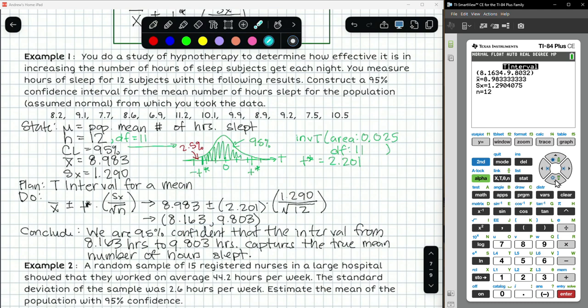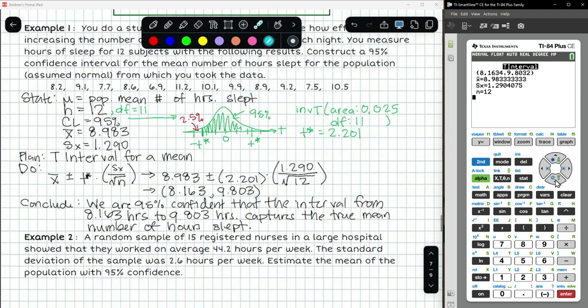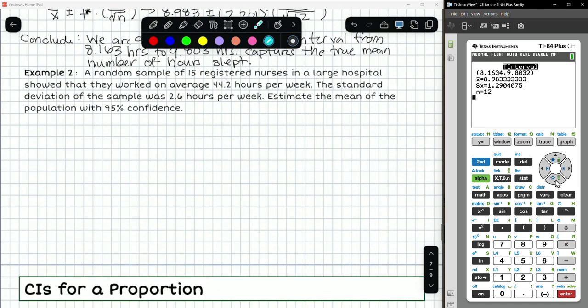All right, we're going to do one more example. This next one says a random sample of 15 registered nurses in a large hospital showed that they worked an average of 44.2 hours per week. The standard deviation of the sample was 2.6 hours per week. Estimate the mean of the population with 95% confidence. So last sentence tells me I am doing an estimate with 95% confidence. So this is a confidence interval for a mean.